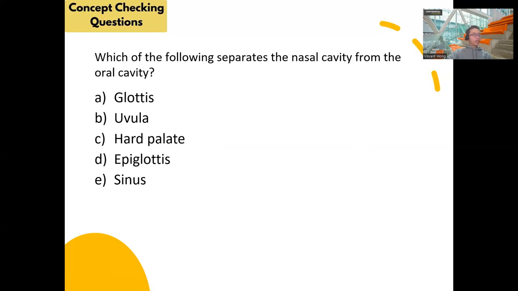Okay, let's do another one here, and again, if you don't see the poll, you can just type the answer in the chat box. That's another way to participate. And the correct answer is the hard palate. Okay, you push up in your mouth with your tongue, you feel something hard. That is the hard palate. It's made up of two bones that separate the nasal cavity from the oral cavity.